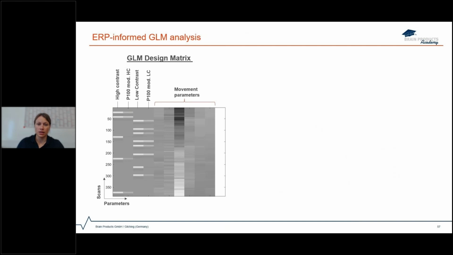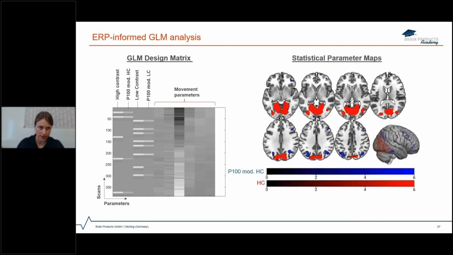And then we would continue the analysis as we did earlier and estimate our parameter weights, followed by performing some statistical analyses, such that we then get these statistical parameter maps. And in this given example, we can see the comparison of high contrast in red overlaid with the P100 modulated high contrast activation here in blue.